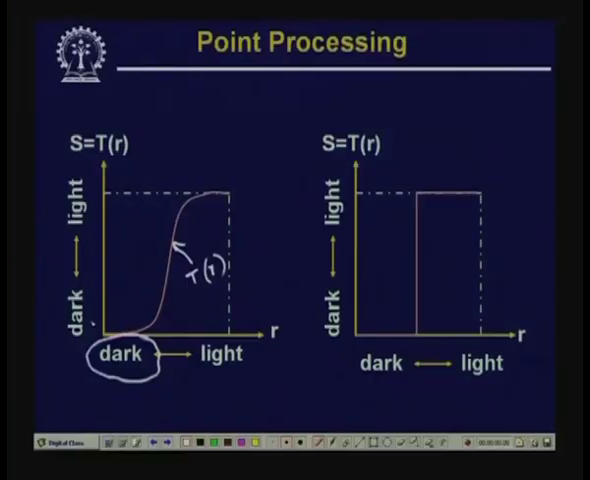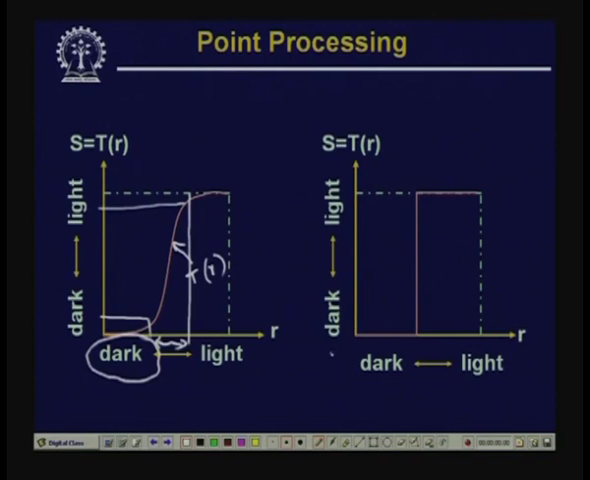So, the first transformation function shows that a very narrow range of intensity values in the original image is mapped to a wide range of intensity values in the processed image G, and effectively this is the operation which gives enhancement of the image.